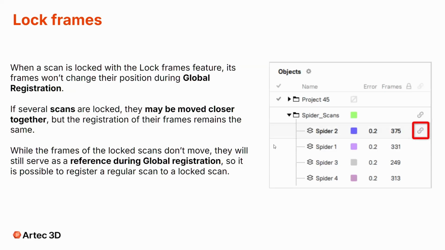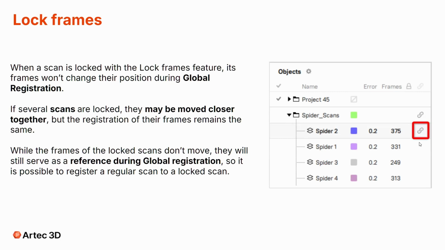Now let's look at how lock frames actually behaves. You can identify the status of your workspace by the icon that looks like a smaller fragment of a chain. When this is active, the internal registration of that scan is essentially frozen. So during global registration, the algorithm is prevented from recalculating the position of individual frames within that specific scan.